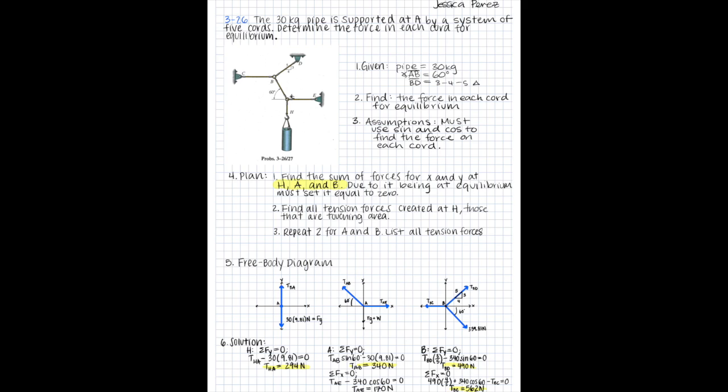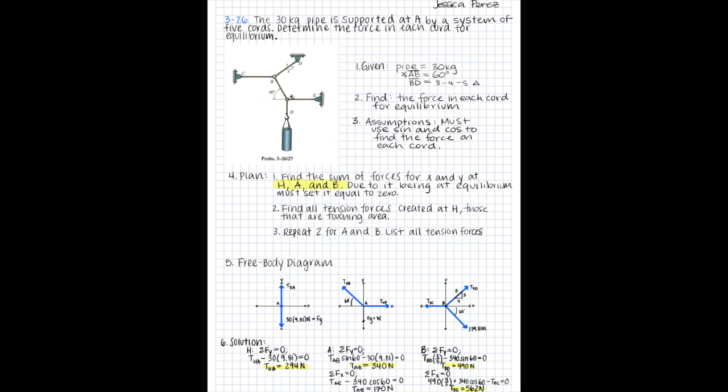For A, the sum of the forces for Y equals 0, because it's at equilibrium again. It will be at equilibrium for all of them. So the tension of AB times sine 60 minus the weight times gravity again equals 0, which results in 340. The same thing for the X component, and that results as a 170.